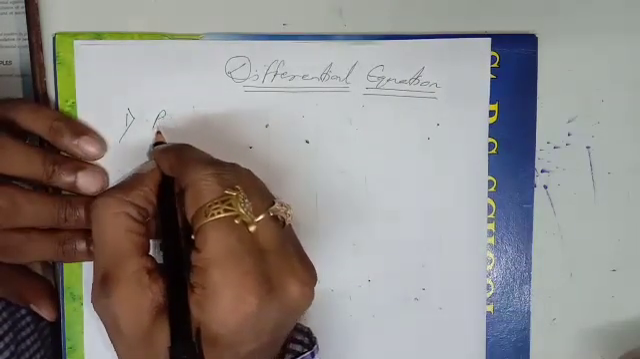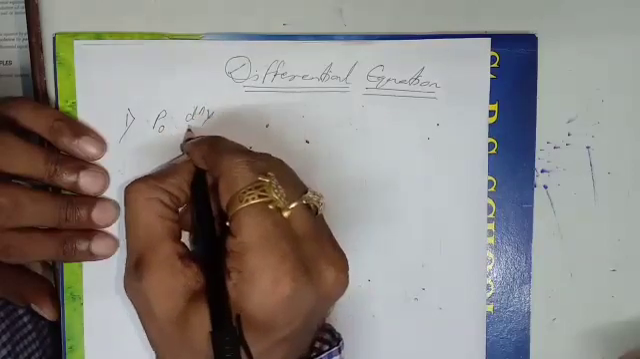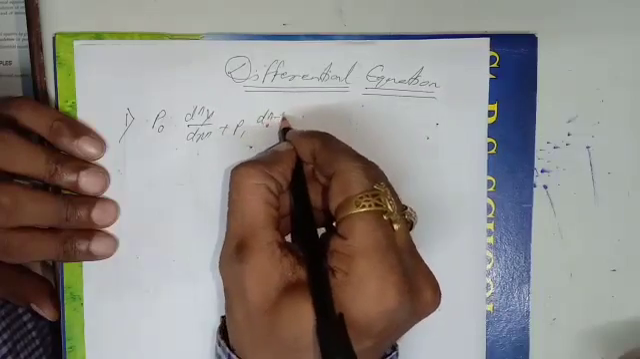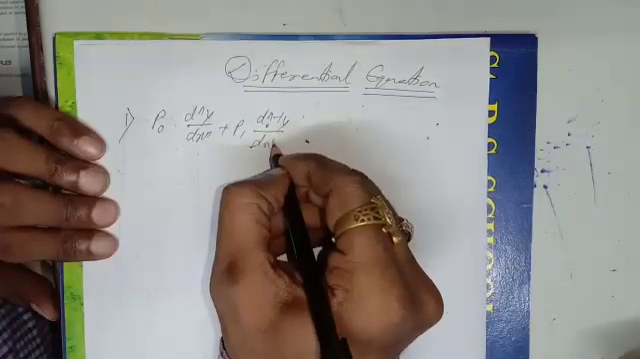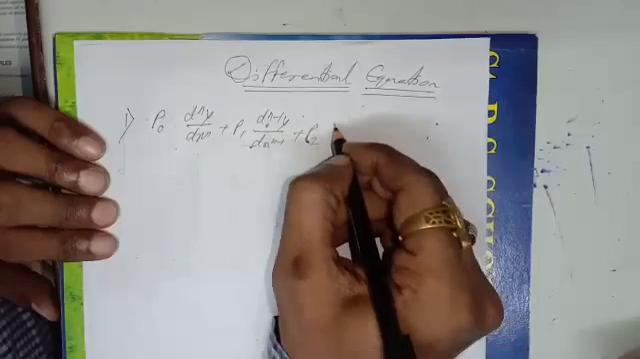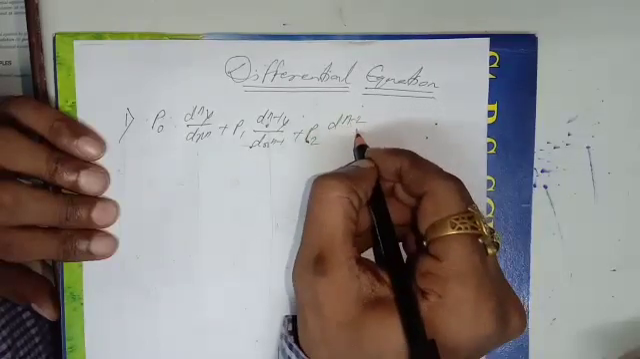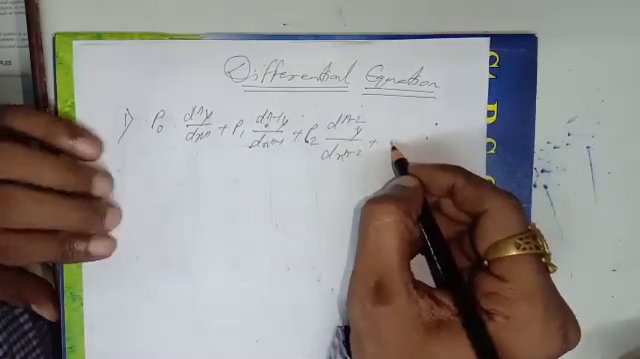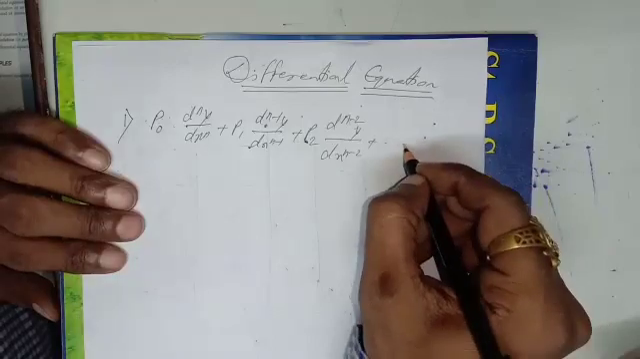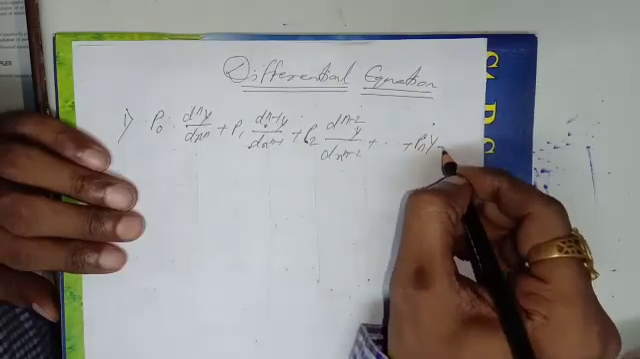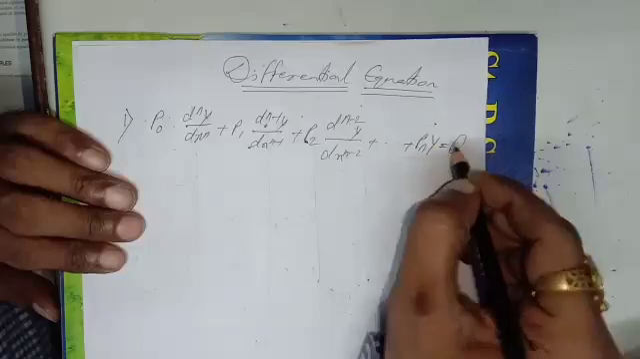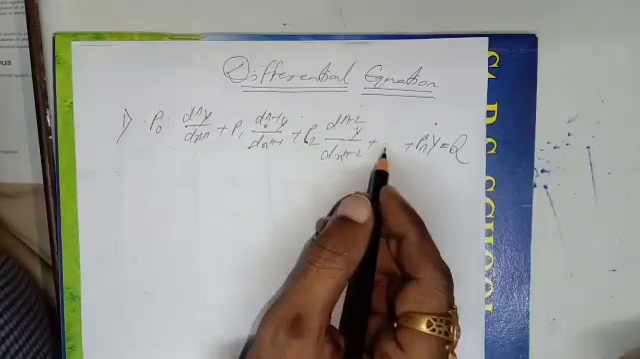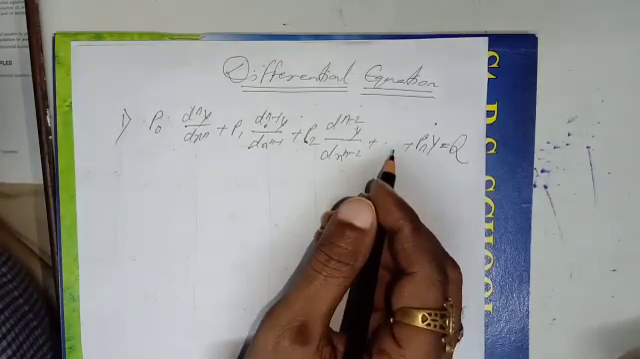You start from p0 times the nth order derivative, plus p1 times the (n minus 1)th derivative with respect to x, plus p2 times the (n minus 2)th derivative. It will continue like this up to the last term, pn y, is equal to q. This is the format given, where p0, p1, p2 up to pn are all functions of x.